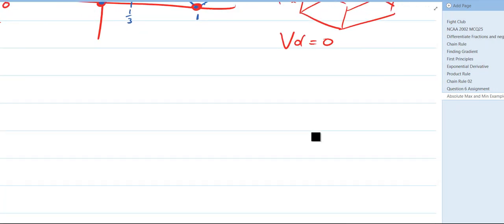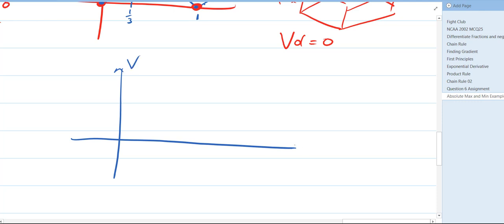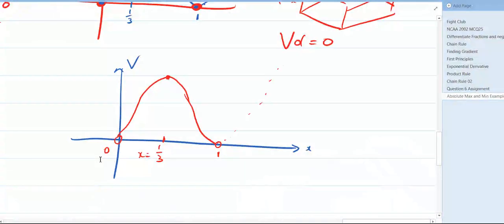So what does your graph finally look like? If this is v and this is x, then the graph is not including 0. It goes up to a maximum, and it comes back down at 1, which again it doesn't include, and it stops there because that's the last point it could actually be. So I know x equals 1/3, this is where 1 is, and that's 0. And that's my graph.